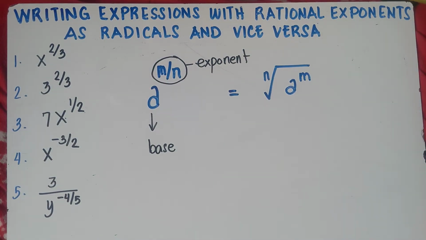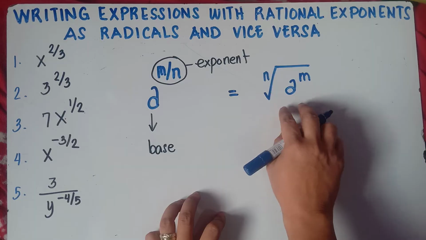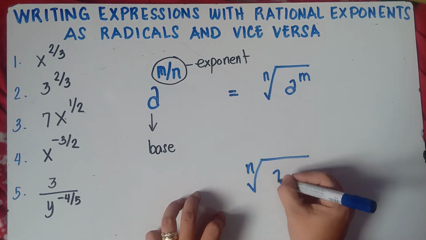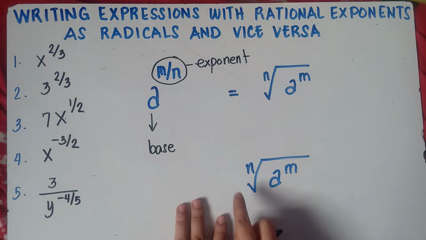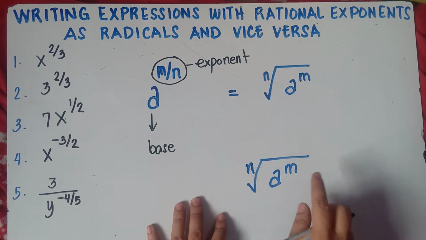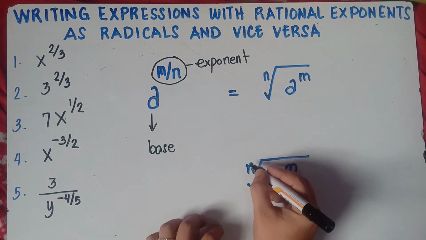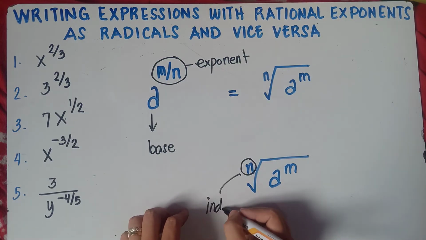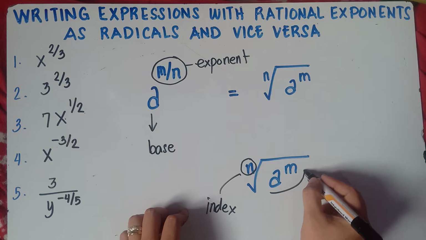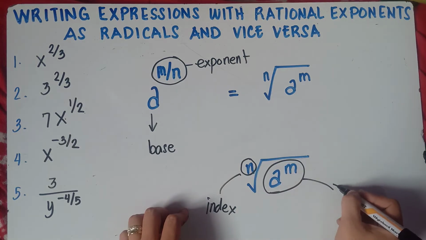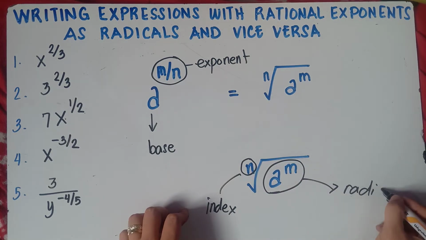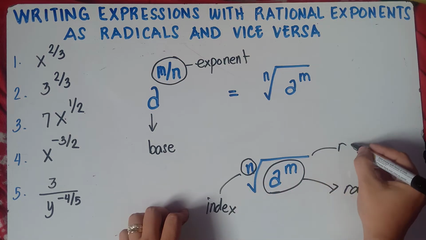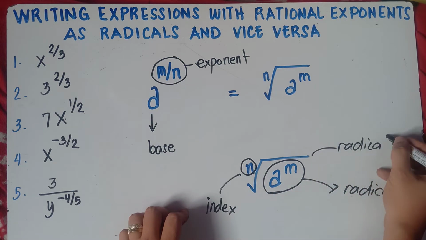Easy, right? So once again, in this radical form, you can read this as the nth root of a raised to the power of m. This n in the radical form is what we call the index, and this a raised to the power of m is what we call the radicand. And of course, this symbol is what we call the radical symbol. So that's how you convert, class.